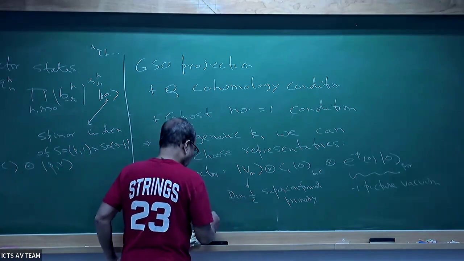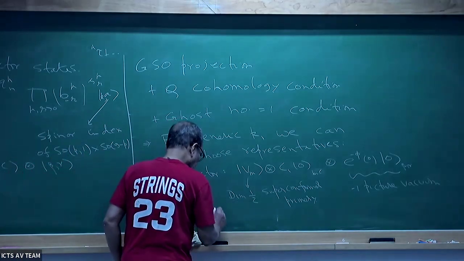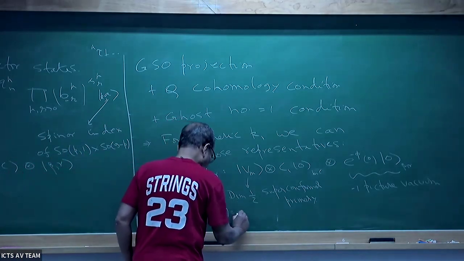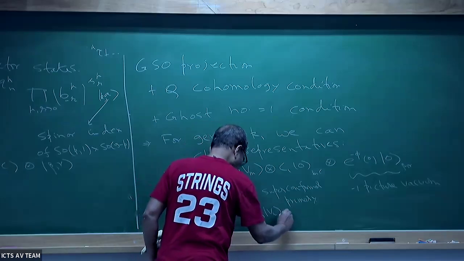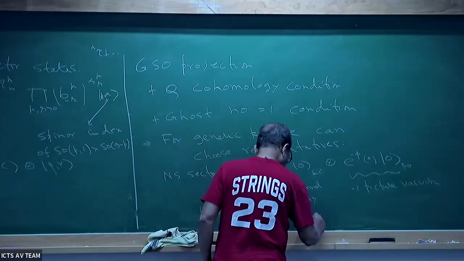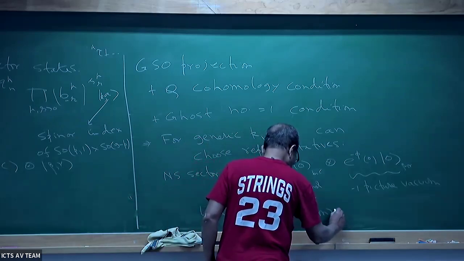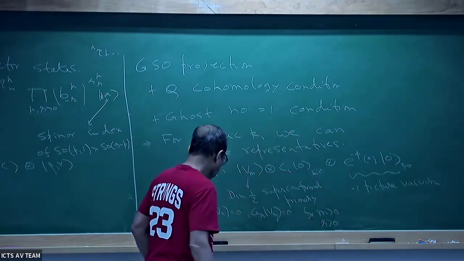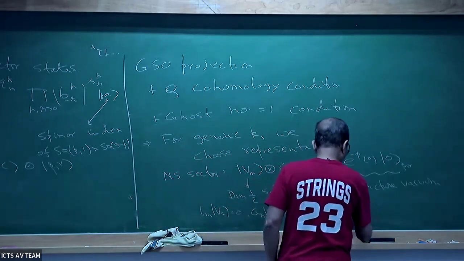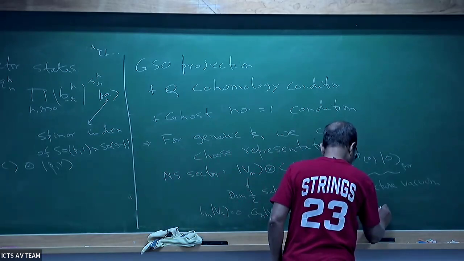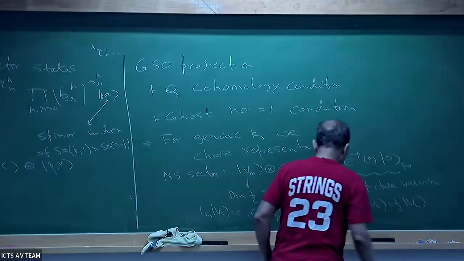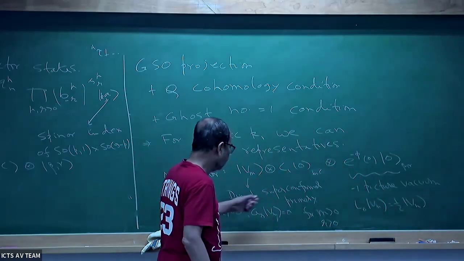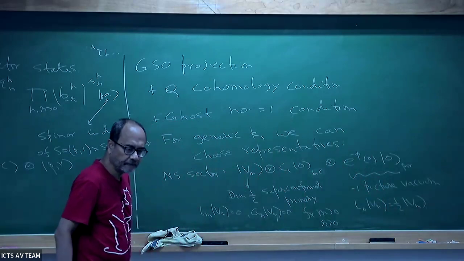Okay, so superconformal primary basically means that L_m acting on V_m equals 0 and G_r acting on V_m equals 0, for m greater than 0, r greater than 0. And L_0 on V_m is half V_m. That's the statement that it's a dimension half superconformal primary.